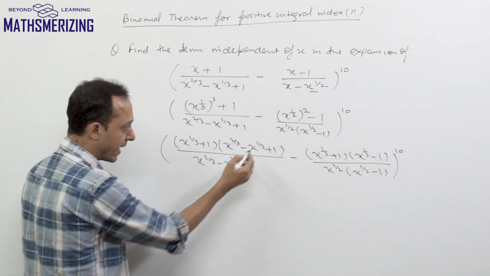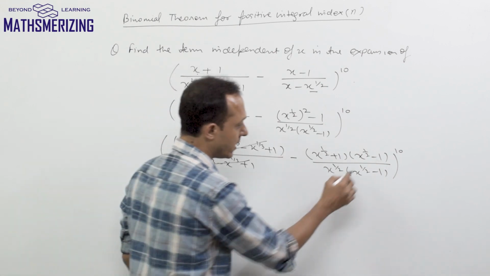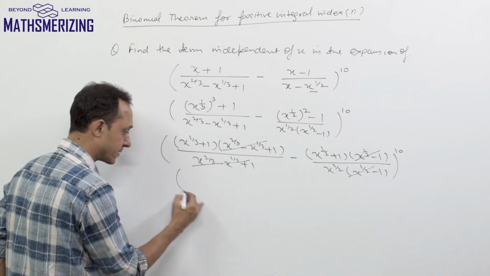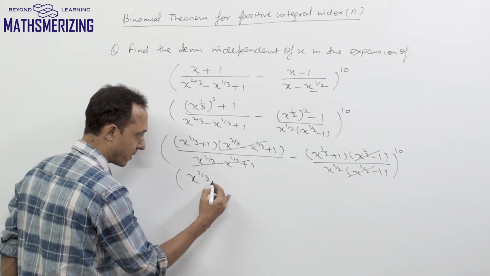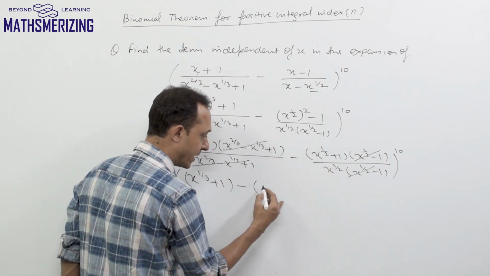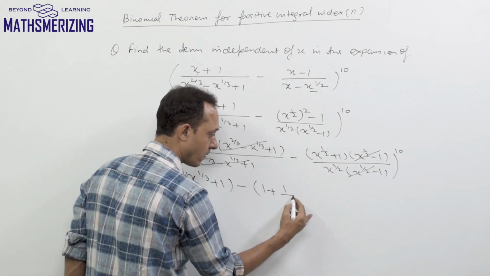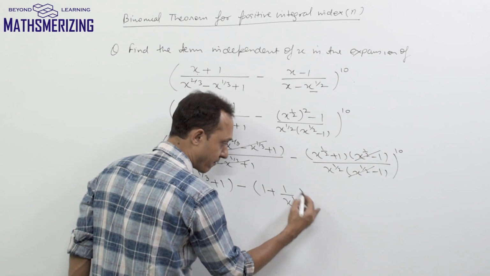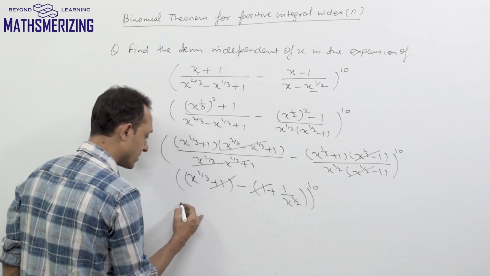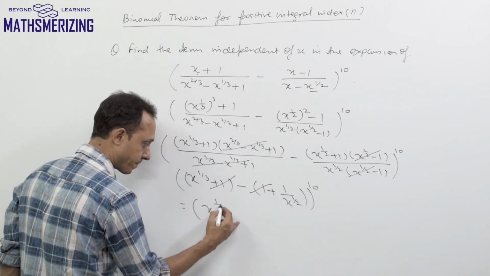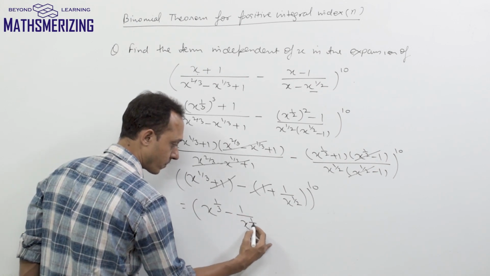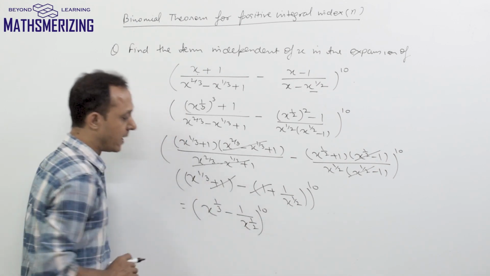Now in this case, I can cancel this numerator and denominator. Here also, I can cancel x to the power 1 by 2 minus 1. So what I'm left with is x to the power 1 by 3 plus 1, and here if I divide it with x to the power 1 by 2, I'll write 1 plus 1 upon (x to the power 1 by 2) whole to the power 10. Now here this 1 and 1 will also cancel. So I can simplify this expression as (x to the power 1 by 3 minus 1 upon x to the power 1 by 2) to the power 10.